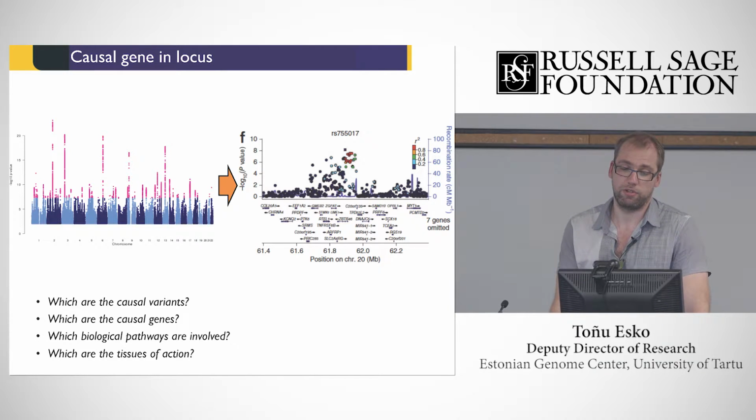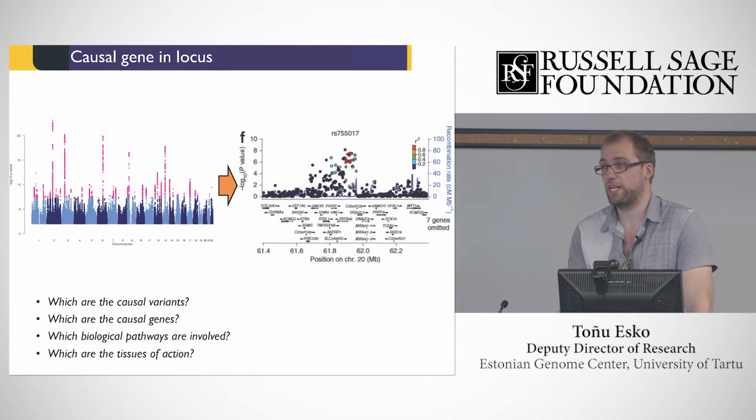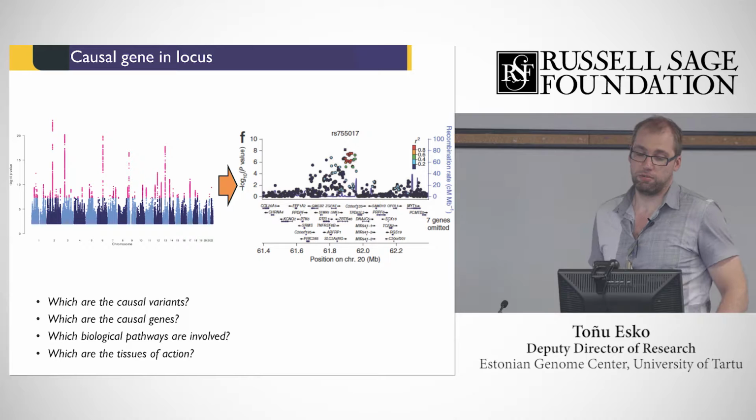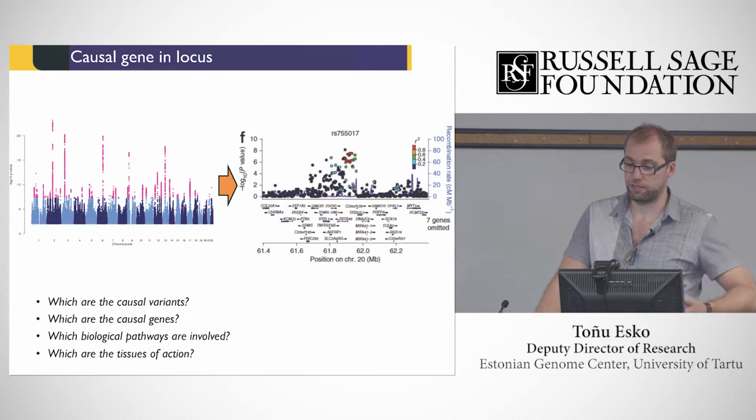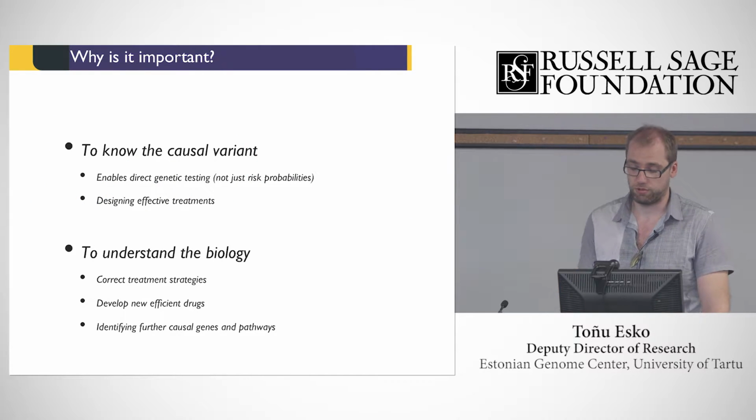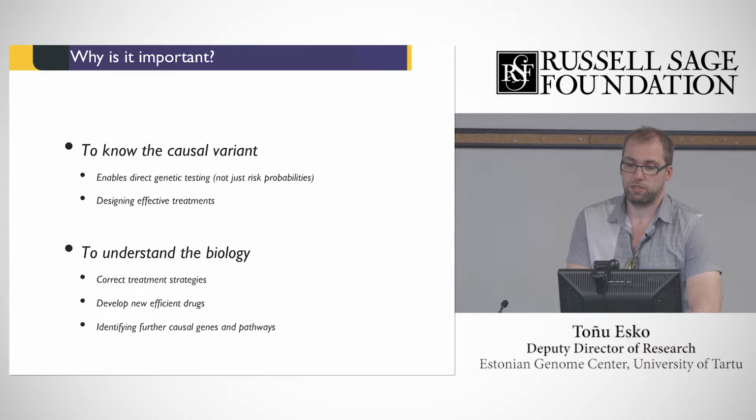So if you're thinking of social phenotypes, the obvious main tissue of action is the brain, but if you have a disease where it's not really clear what the physiology of the disease is, this kind of insight into the causal tissue could also be very, very useful. And also why it's important to find the causal variants is the most immediate thing.